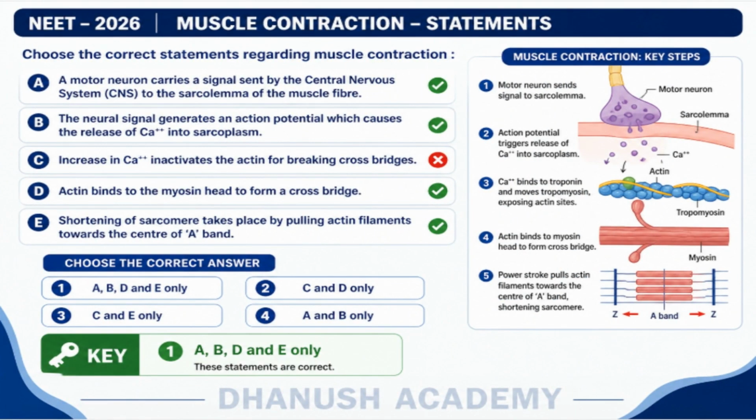In muscle contraction, statements A, B, D, and E are correct. Statement C is incorrect because an increase in calcium ions, not inactivation of actin, leads to the unmasking of actin sites for cross-bridge formation. The correct option is 1, which includes A, B, D, and E only.